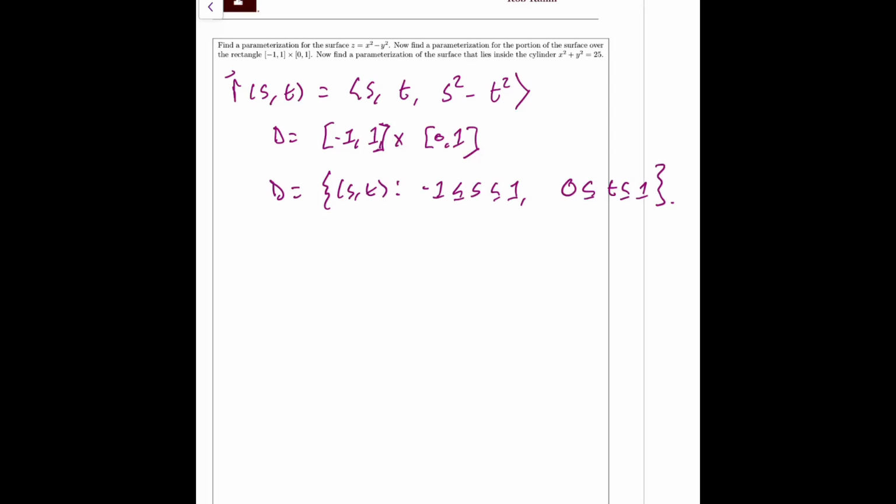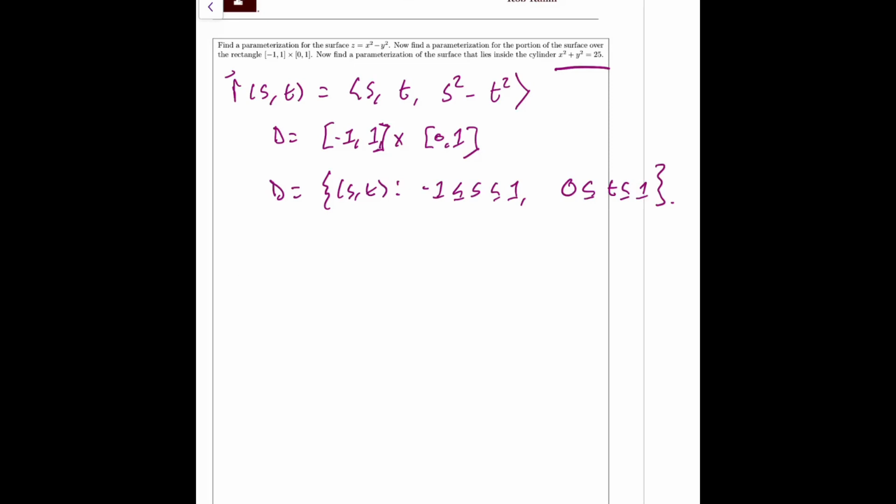Okay, but notice that we want the part of the surface that lies inside the cylinder x squared plus y squared is equal to 25. So now this lets us know maybe we should be using cylindrical coordinates. So if we get a parameterization for this in terms of cylindrical coordinates, it's going to be r of (theta, s).